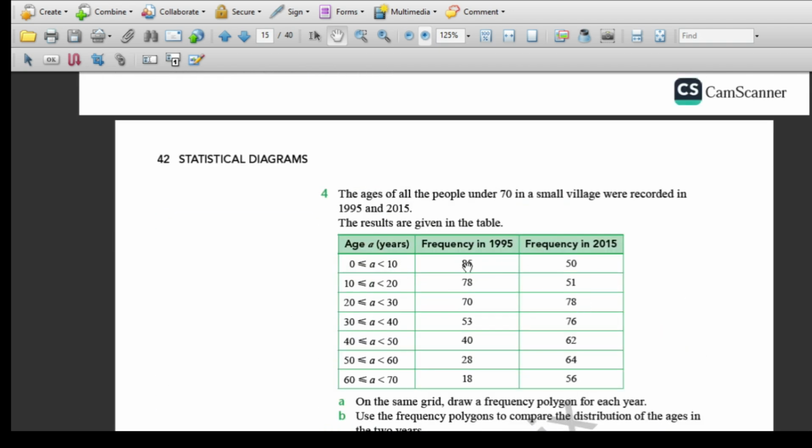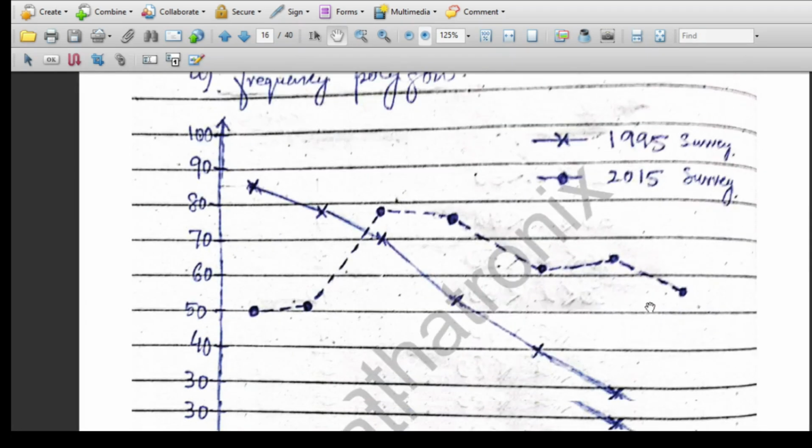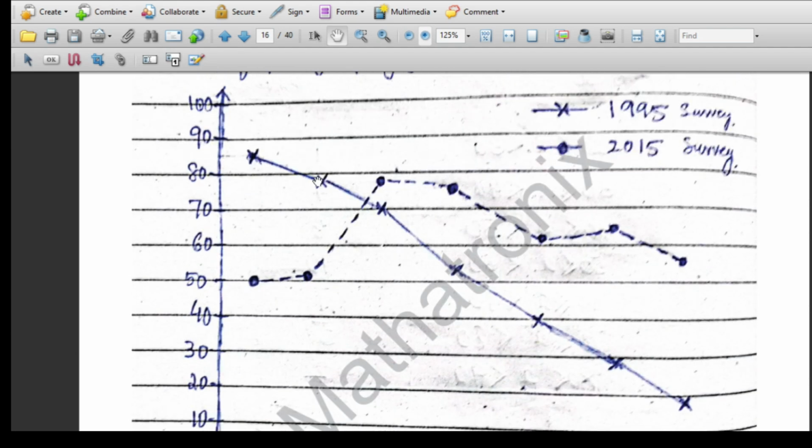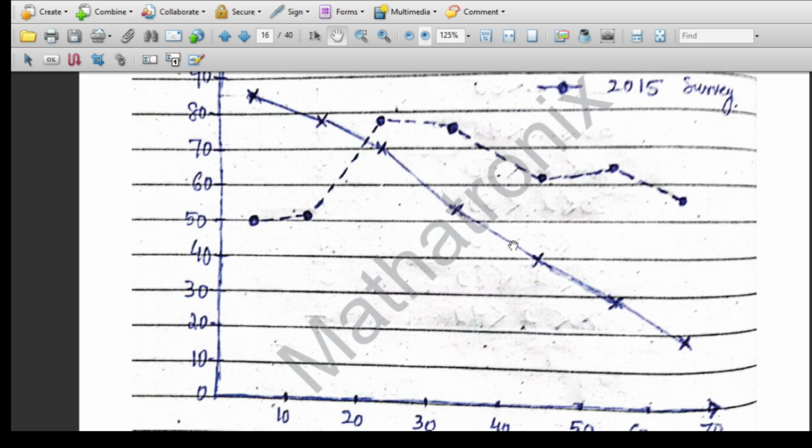At 5 we have 85, at 15 we have 78, at 25 we have 70, at 35 we have 53, at 45 we have 40, at 55 we have 28, at 65 we have 18. So we draw these values, and a single point is used to represent each midpoint, and we draw this frequency polygon.